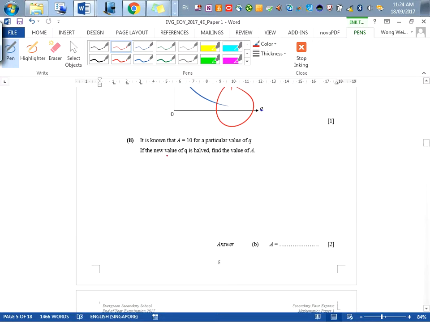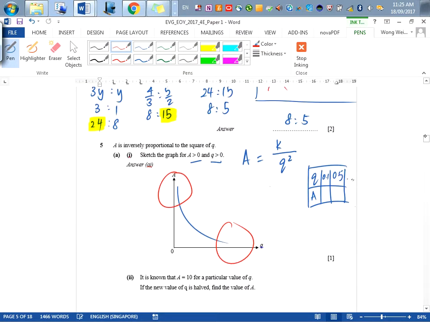And now, it is known that A is equals to 10 for a particular value of Q, blah, blah, blah. Standard question, gone through so many times. Most likely, O level will come out again. If you got this wrong, I hope you're kicking yourself when you're doing this question during the exams, because we went through it many times. And now is the chance for you to learn it properly again, so that you don't get it wrong again during O levels.